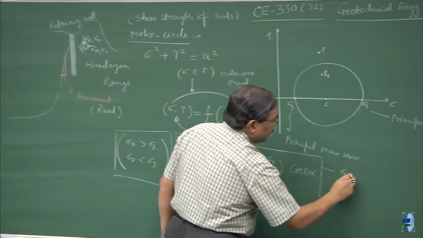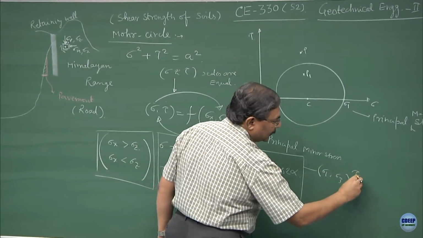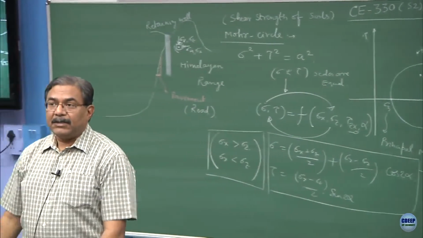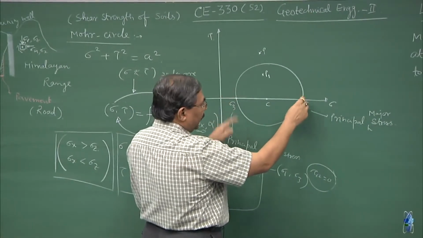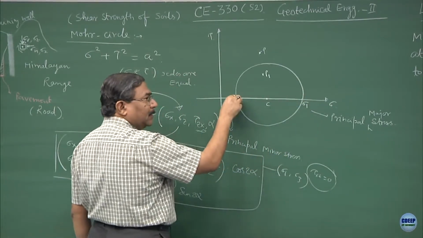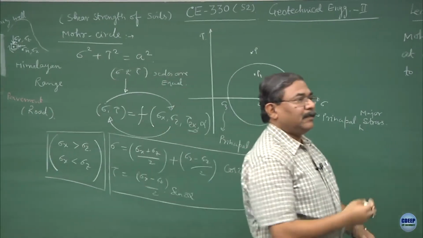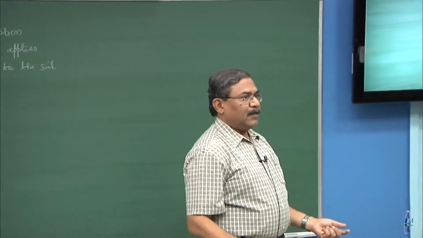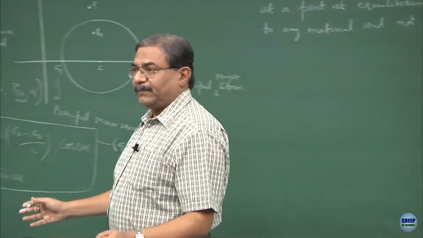This I can do analytically, and when I am dealing with sigma 1 and sigma 3, your tau xz vanishes. Why? Because sigma 1 and sigma 3 always act on planes where the shear stress is 0. Look at this diagram. Sigma 1 and sigma 3 are acting on planes where the shear stress component is 0, and that is the reason we call them principal, major and minor stresses. So, these are the planes on which shear will never act, it will be 0.